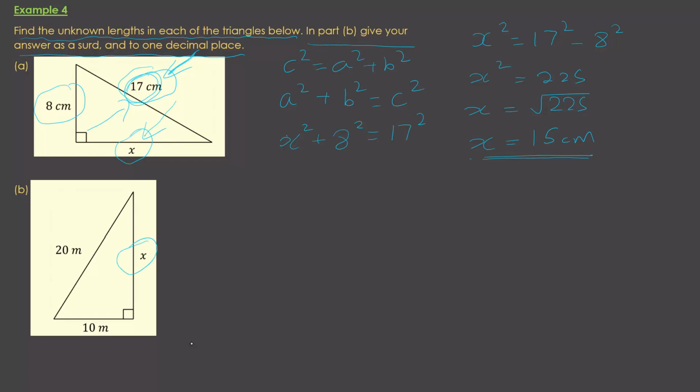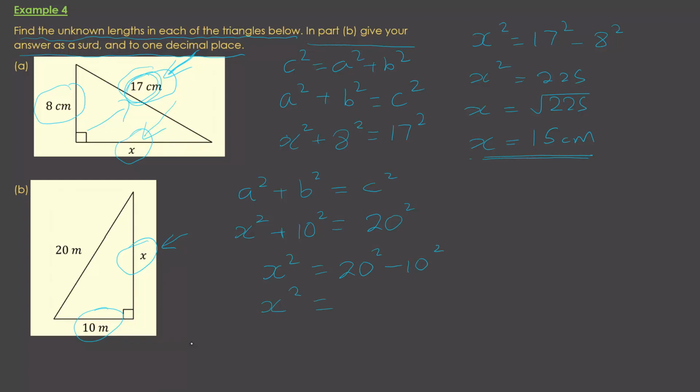Once again, we are finding the shorter side here, x. So let's start with Pythagoras as a squared plus b squared equals c squared. We know that c is the hypotenuse, so that side is going to be 20 squared. And let's suppose we're finding a, so we'll call a x, so x squared. And the other side is 10, so we have 10 squared. So x squared will be 20 squared, take away 10 squared.